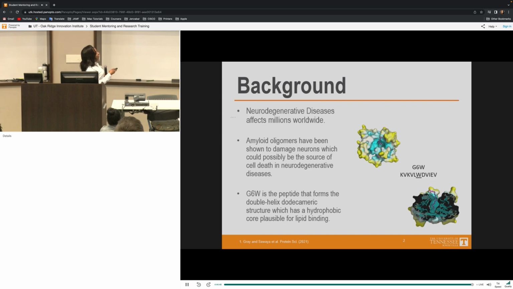As you can see here, these are sculptures of G6W. For the front one, you can see the G6W, and you can see the cavity right here. At the bottom, this is G6W as well. It just shows you a better inside view of G6W. As you can see, those are decamers as well, and palmitic acid is binding into the cavity of G6W. The overall reason why we're doing this research is to see if the double helix sculpture can act as a lipid binding protein.